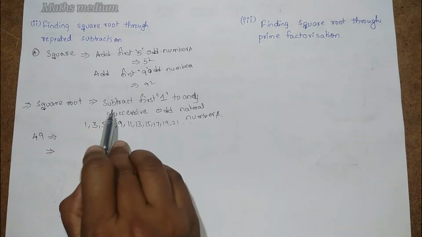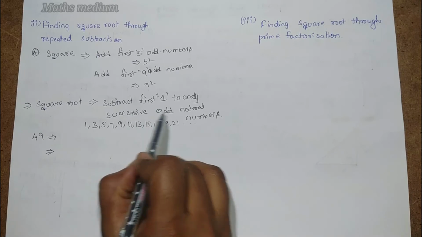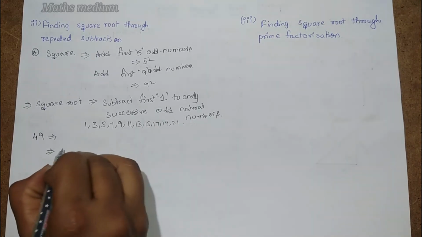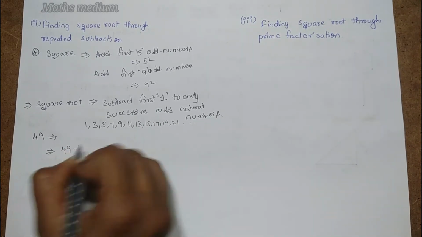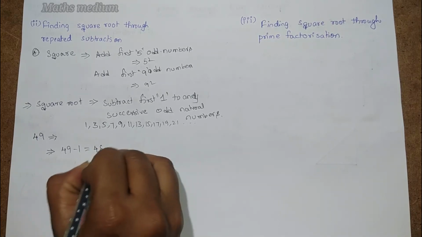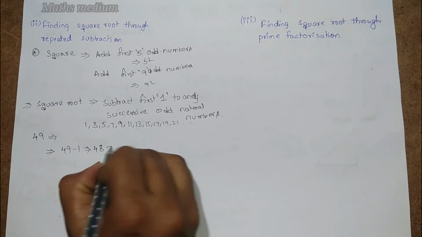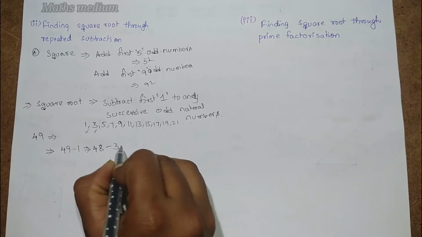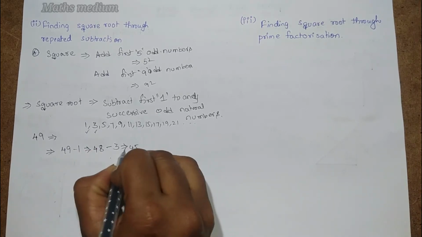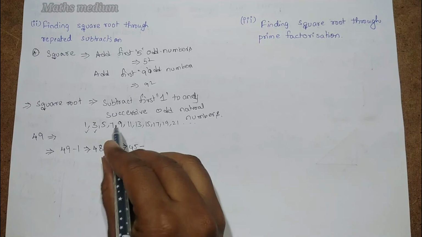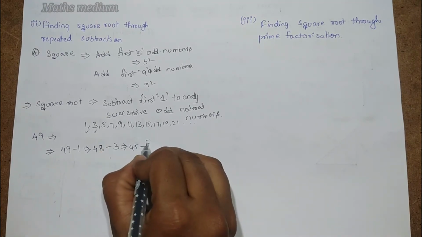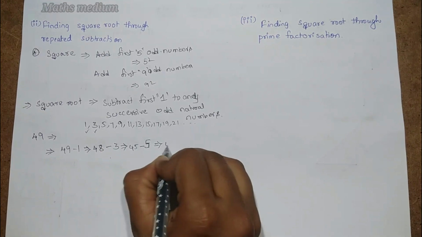Now take 49, subtract from 1 to any successive odd natural number. So 49 minus 1, we get 48. Then 48 minus 3 is equal to 45. Now 45 minus 5, we get 40.